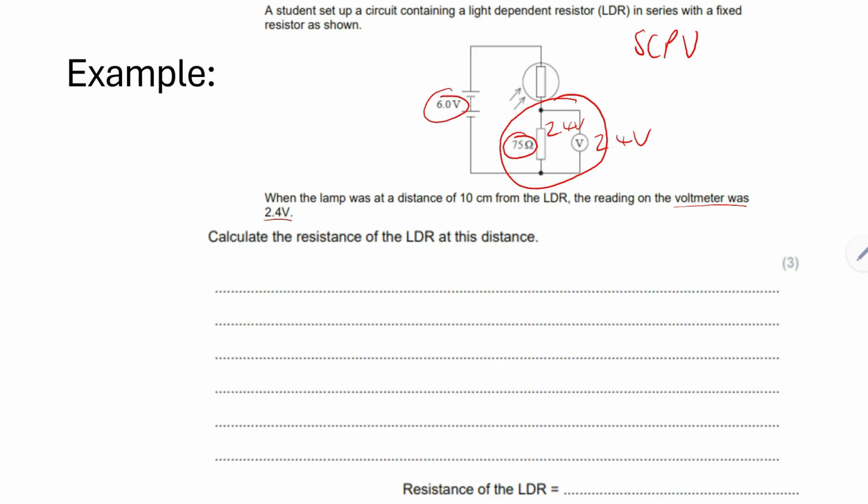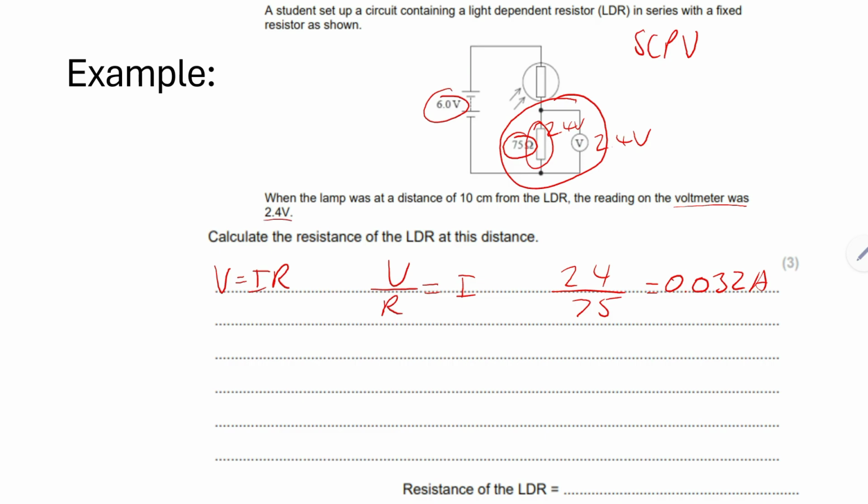So first of all, we want to find the current of the resistor. We use V equals IR and rearrange for I. So V over R equals I. We're given V, 2.4, and 75, and we just divide the two together. And that is 0.032 amps.